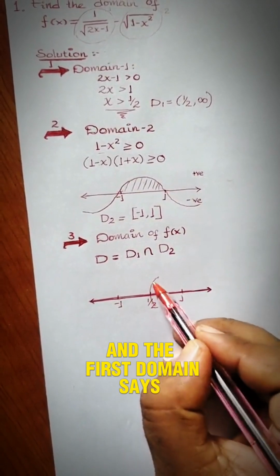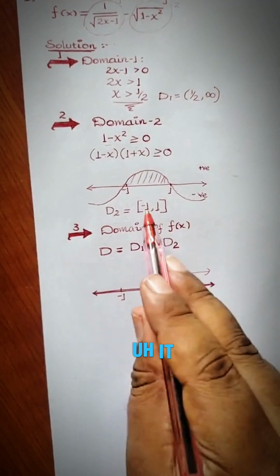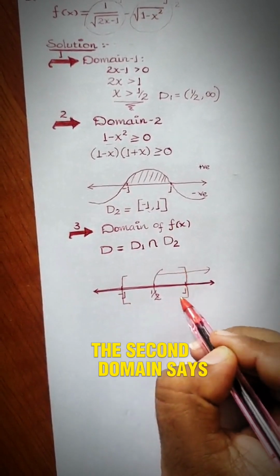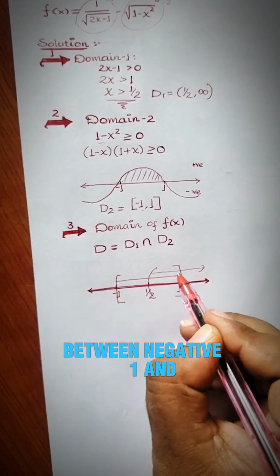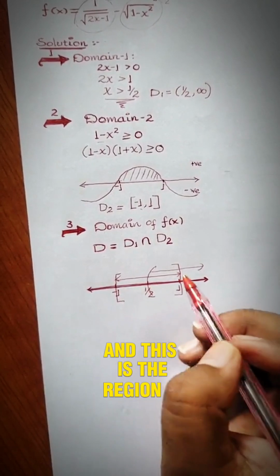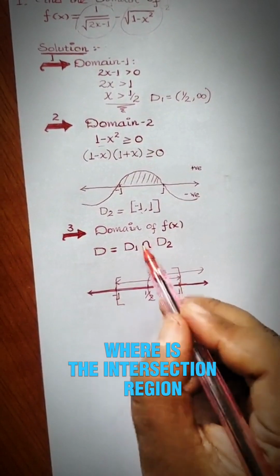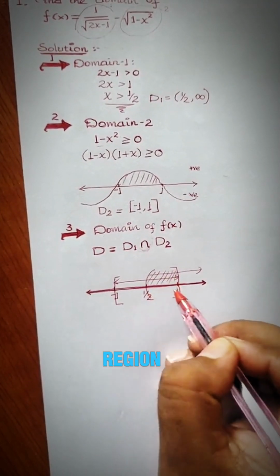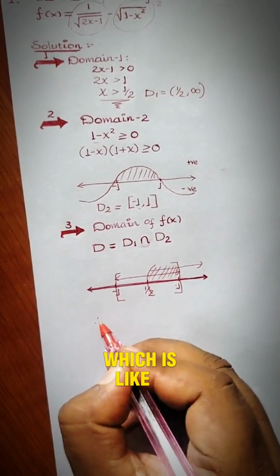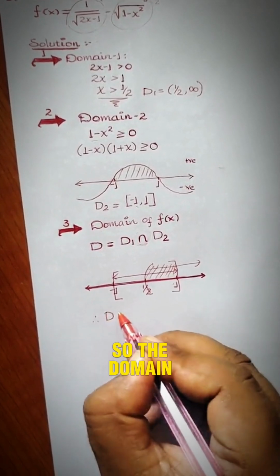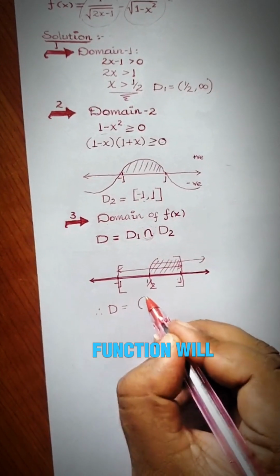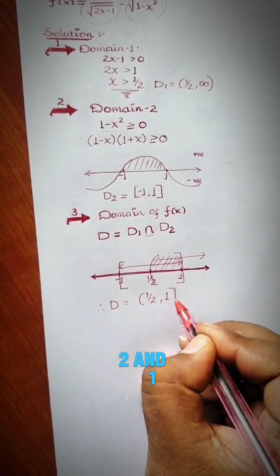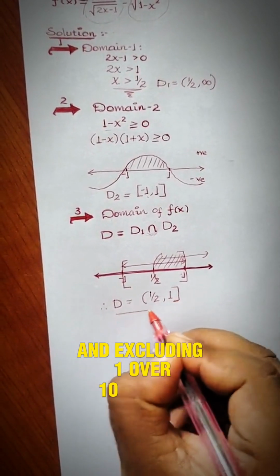And the first domain says it is greater than 1 over 2. The second domain says any numbers between negative 1 and 1, and this is the region. Now, where is the intersection region? You can clearly see from this graph that the intersection region will be a region which is like this. So the domain of the entire function will be x is in between 1 over 2 and 1, excluding 1 over 2 and including 1.